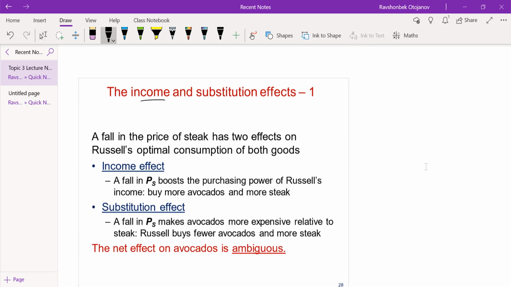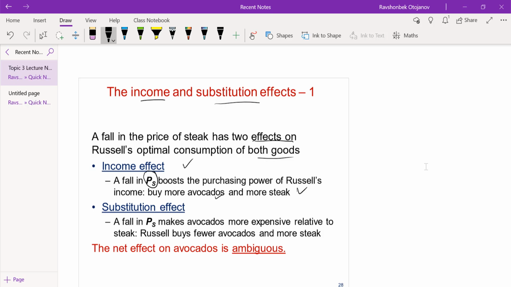There are the income effect and the substitution effect. A fall in the price of steak has two effects on Russell's optimal consumption of goods. First is the income effect. As we mentioned in the previous slide, a reduction in the price of steak increases Russell's purchasing power, because the goods are now cheaper. He can continue consuming exactly the same units and still save some money, but he may also consume more steaks, and some money will be left to buy more avocados.